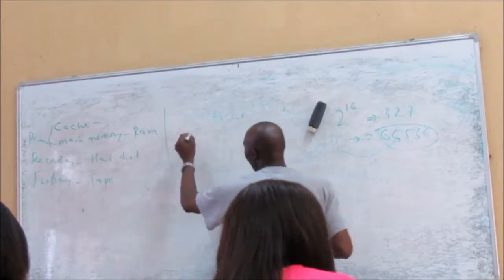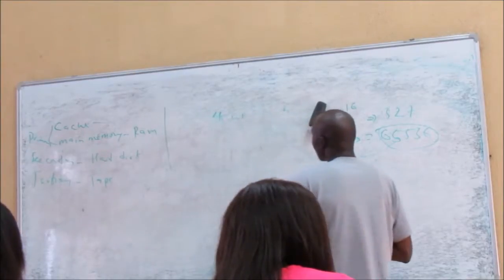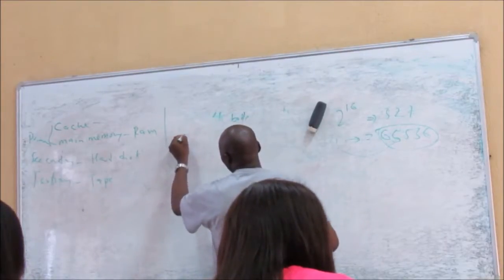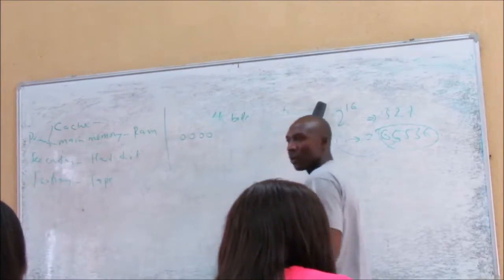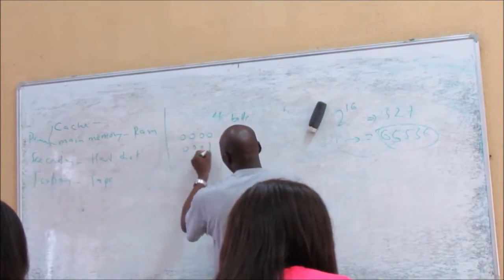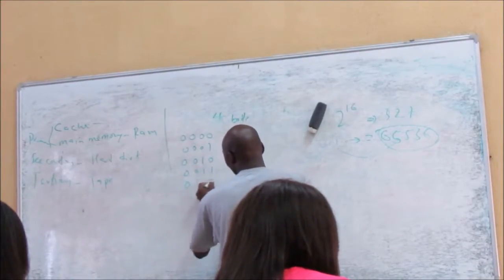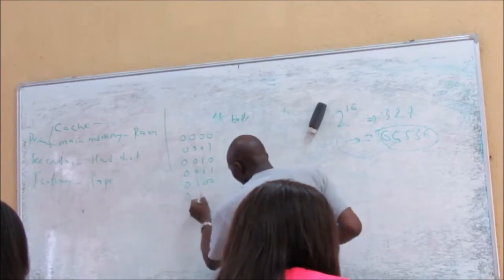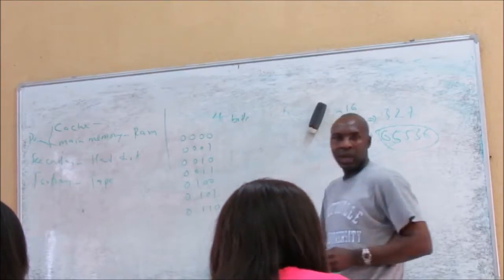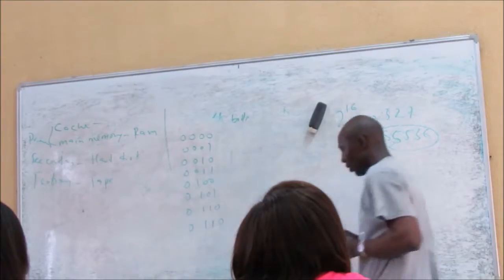let's start with just 4 bits. Now, 4 bits means what? 0, 0, 0, 0. Okay, that's for 0. Good. This is 0, 0, 0, 1, then 0, 0, 1, 0, 0, 0, 1, 1, 0, 1, 0, 0. Okay? 0, 1, 0, 1. Then what? 0, 1, 1, 0. Then that what? 0, 1, 1, 1. Good.